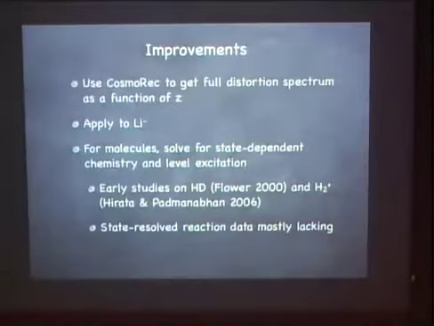Well, what can we do to make improvements? The calculation I showed was preliminary. I just used the Wong spectrum. So we could instead use CosmoRec to get the full distortion spectrum as a function of z, and improve our calculation of the distortion rates. We could apply it to other species. If you're interested in lithium chemistry, lithium minus is probably also important there, which I didn't have a chance to test.